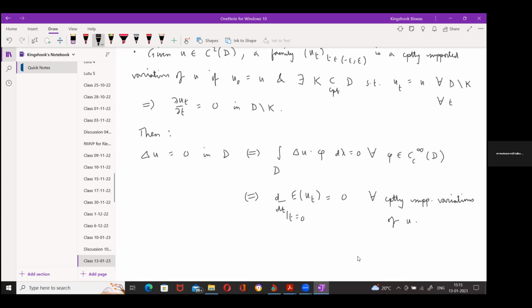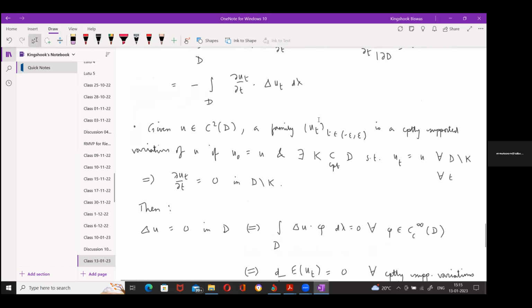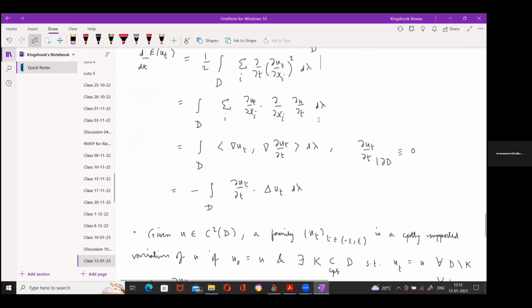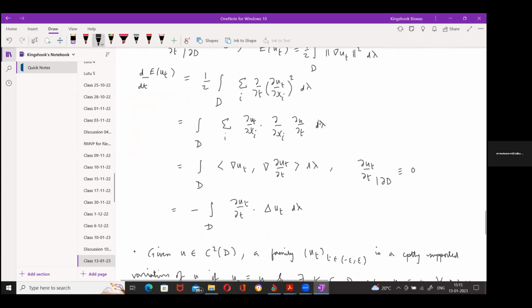Right? Is this clear? From the above formula for the variation of the energy, the derivative of the energy, at time 0 we get that d/dt at t equal to 0 of the energy of u_t is minus the integral of Laplacian u times del/del t at t equal to 0 of u_t d lambda, right? Okay.